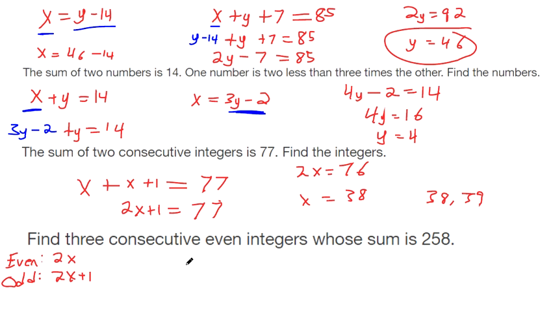Okay, so to find 3 consecutive even integers, here's the first even integer. This is the next even integer. Look, I'm adding by 2. I didn't do plus 1 like we did up here, because if I did plus 1, that fits the definition of an odd number. We're supposed to find 3 consecutive even integers whose sum, and I've already been adding them up, whose sum is 258. Okay, here's an even number. Here's the next even number. Here's the next even number after that. Those are 3 consecutive even integers.